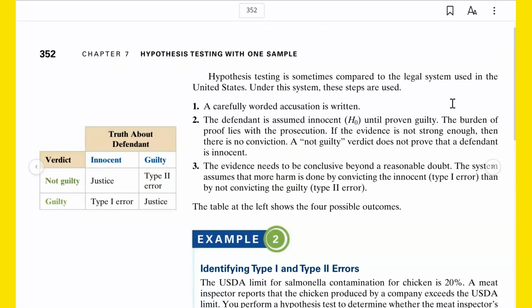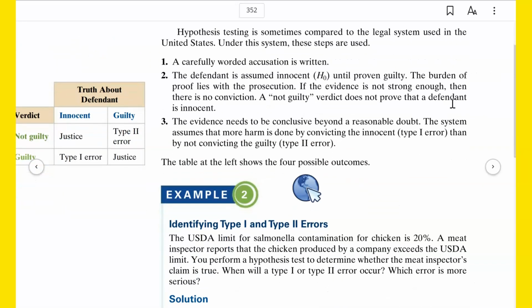You might want to stare at that chart until it makes sense. Hypothesis testing is sometimes compared to the legal system used in the United States. Under this system, these steps are used. 1. A carefully worded accusation is written. 2. The defendant is assumed innocent, H0, until proven guilty.